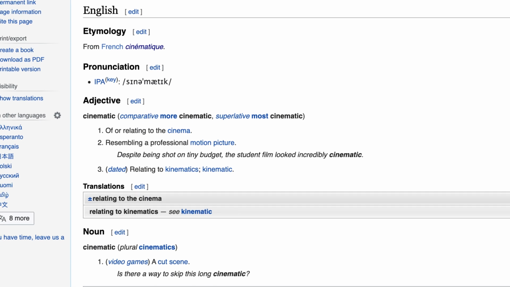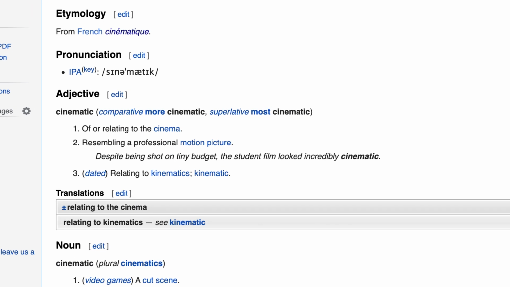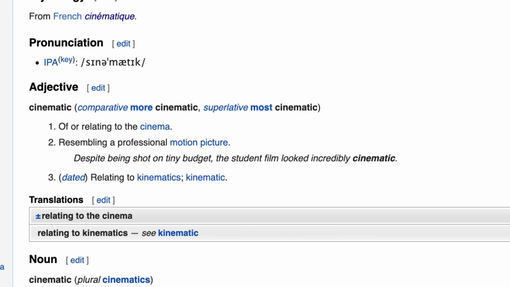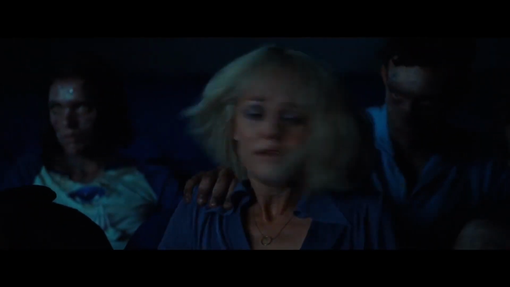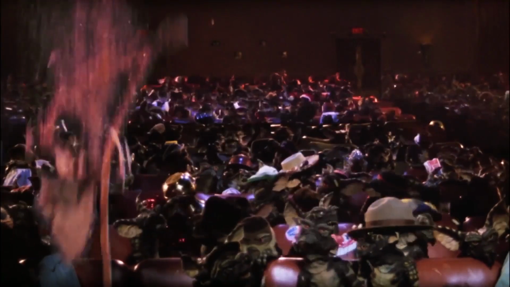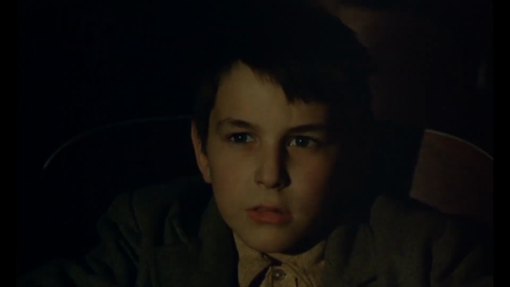Of or relating to the cinema, resembling a professional motion picture. Relating to cinema. Okay, again that could mean so many things. Resembling a professional motion picture. How do we define professional? That it's made money at the box office? That the people who made it got paid?